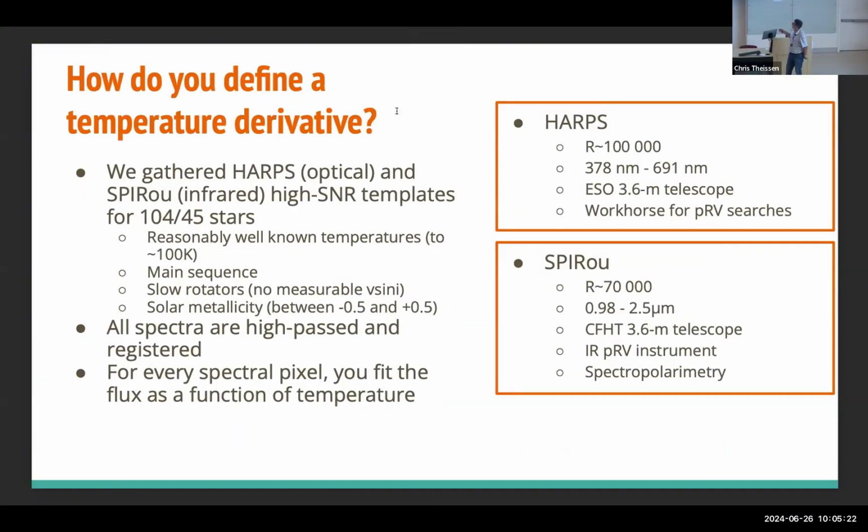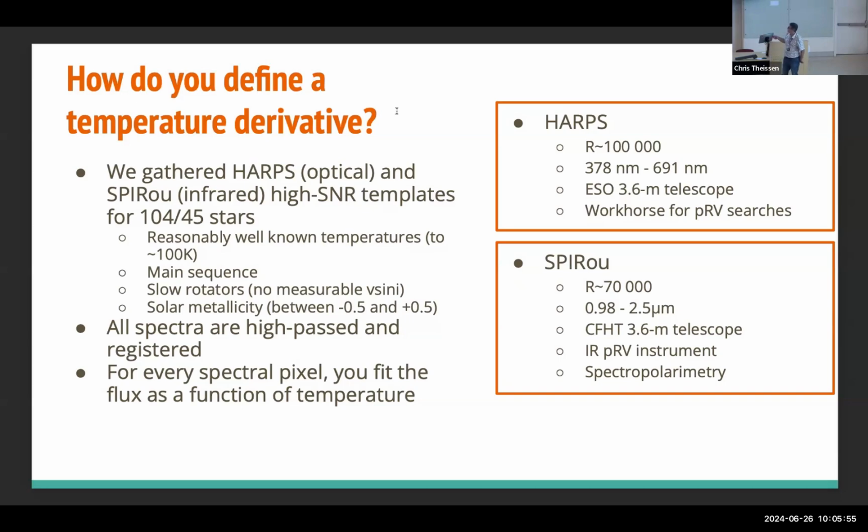So we gathered HARPS, optical. For those that don't know, HARPS is one of the prime exoplanet PRV instruments. It's been running for nearly 20 years. It's a workhorse at ESO. We also gathered about 100 spectra of stars with HARPS and 45 with SPIRou. SPIRou is a precision radial velocity spectrograph in the infrared, so wide JHK band. We picked stars that are slow rotators, well-behaved metallicity, no low metallicity object, main sequence, and so on.